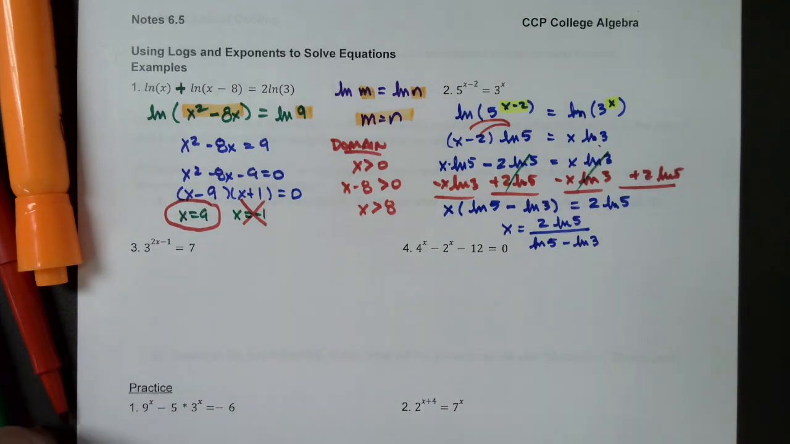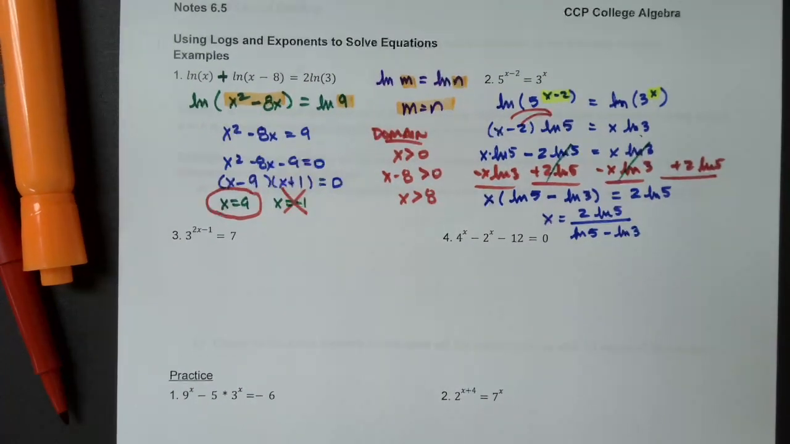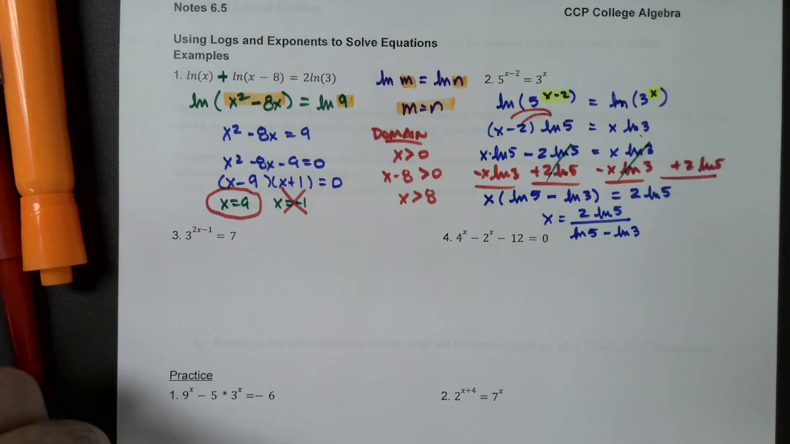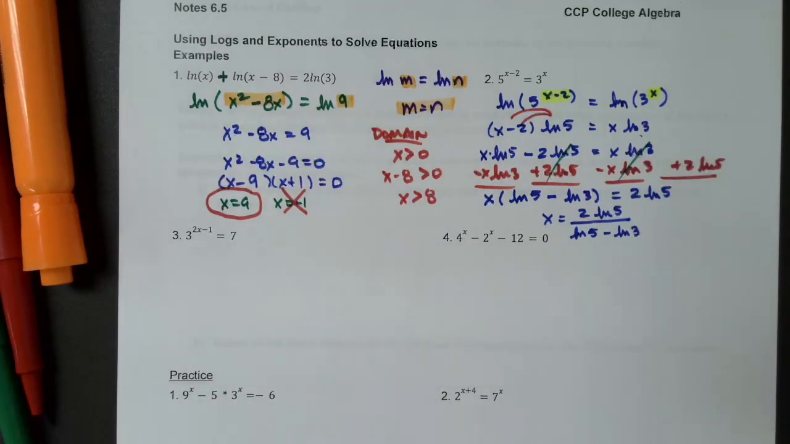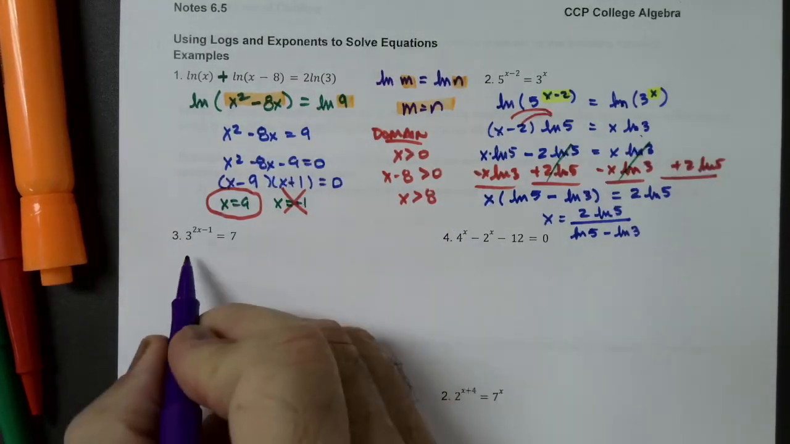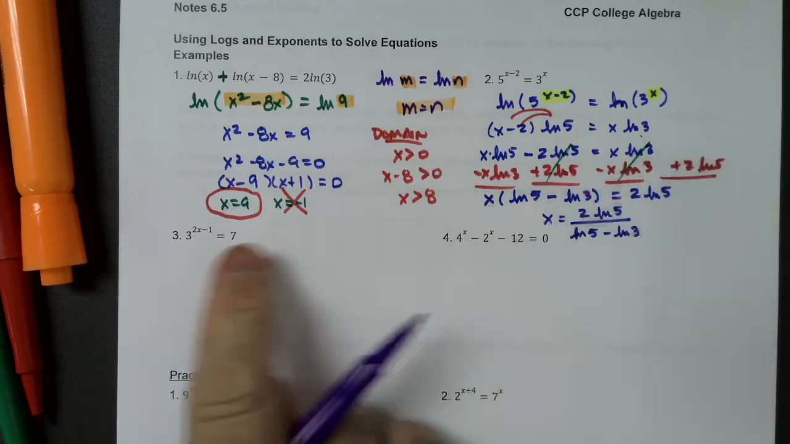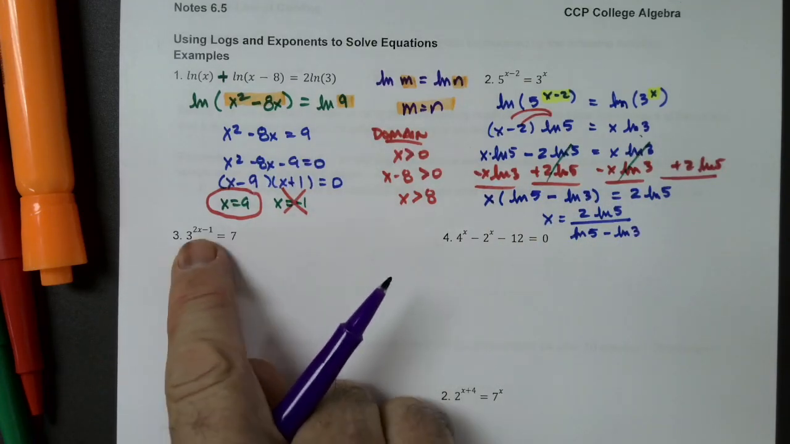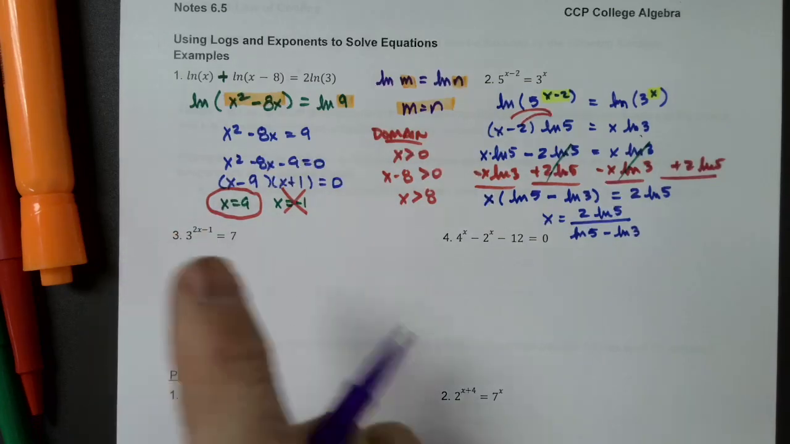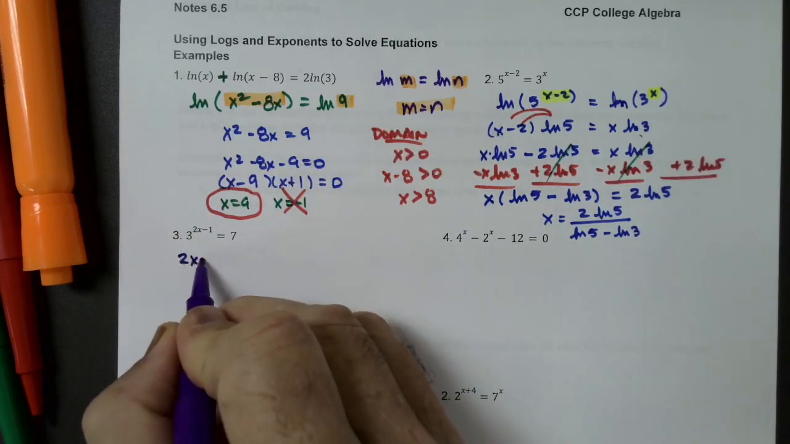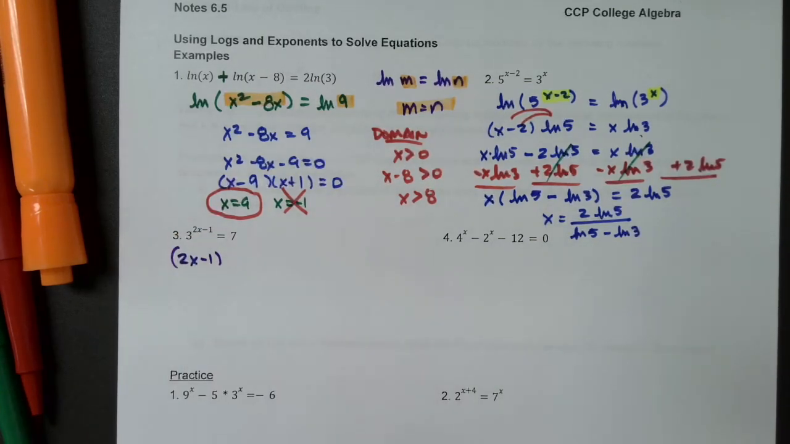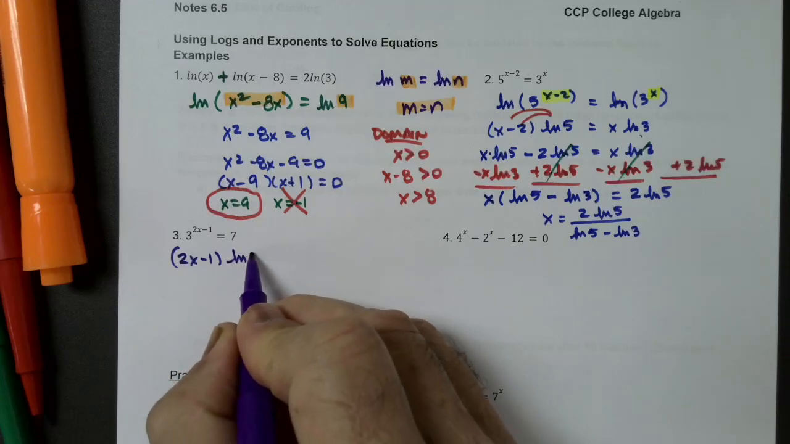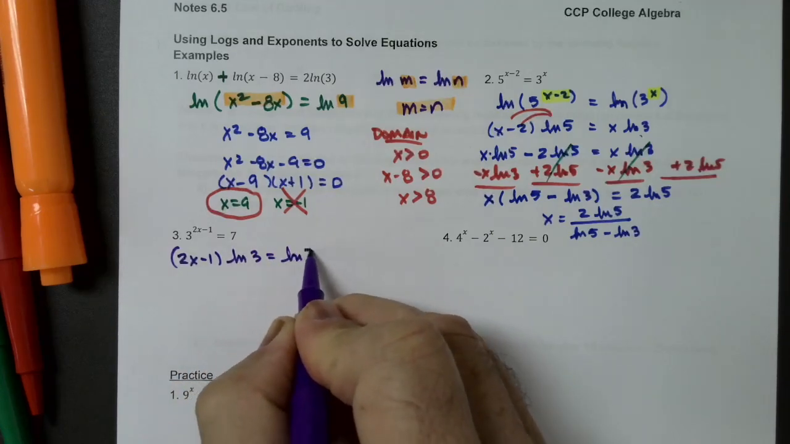And this one, same approach we did before. Okay? And that is take the natural log of both sides to get this exponent down so we can do some solving. So, like I mentioned before, I won't write that I'm taking the natural log of both sides and then do the exponent rule. I'm just going to use that exponent rule, write this 2x minus 1 as the coefficient, and this will be times the natural log of 3 equals the natural log of 7.